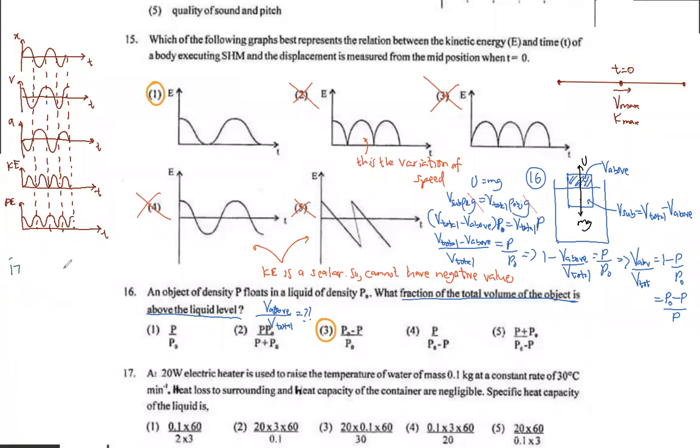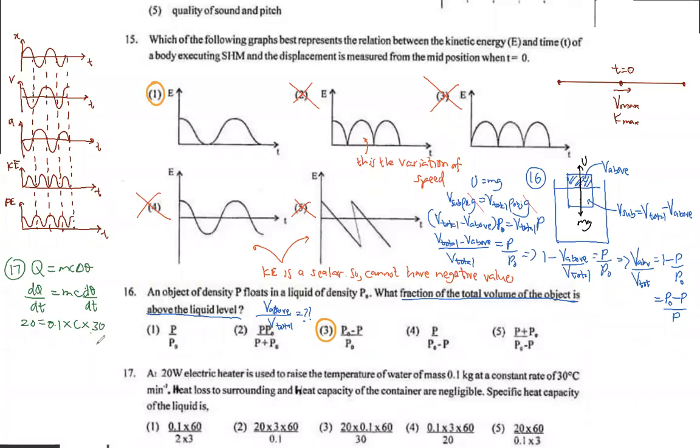We know Q equals mc delta theta, but when I put dQ by dt here, that's equal to mc d theta by dt. We have divided either side by time. Now dQ by dt is 20, mass 0.1, specific heat capacity we have to find out. D theta by dt is 30 degrees Celsius per minute, so it should be 30 over 60.